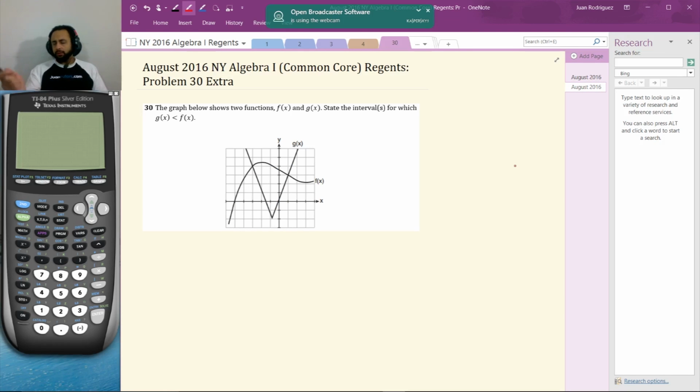and this question will also be asked on the ACTs and other tests as well. So the graph below shows 2 functions, f of x and g of x. State the interval or intervals for which g of x is less than f of x. Pause the video, try it on your own, and when you're finished, unpause.